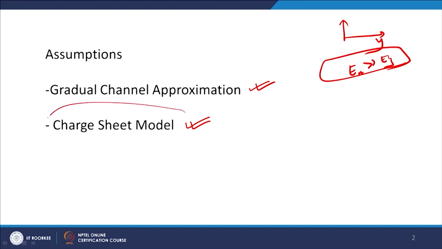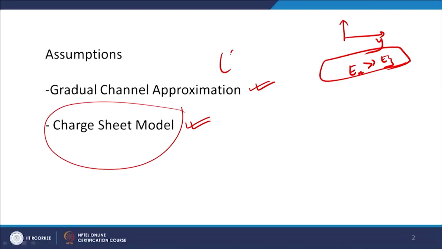We also come to what is known as the charge sheet model, which basically tells me that we assume it is a sheet of charge near the silicon dioxide interface, and therefore it is referred to as a charge sheet model. It is a model which assumes a sheet of charge, and therefore rather than per unit volume, the charge is collected per unit area.